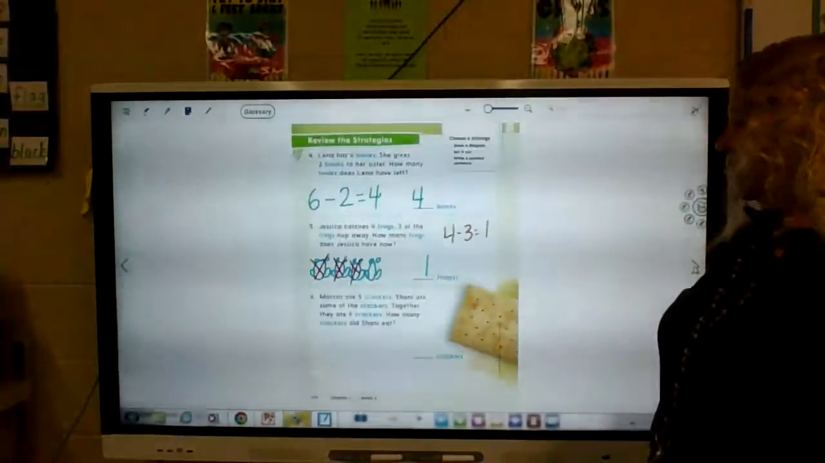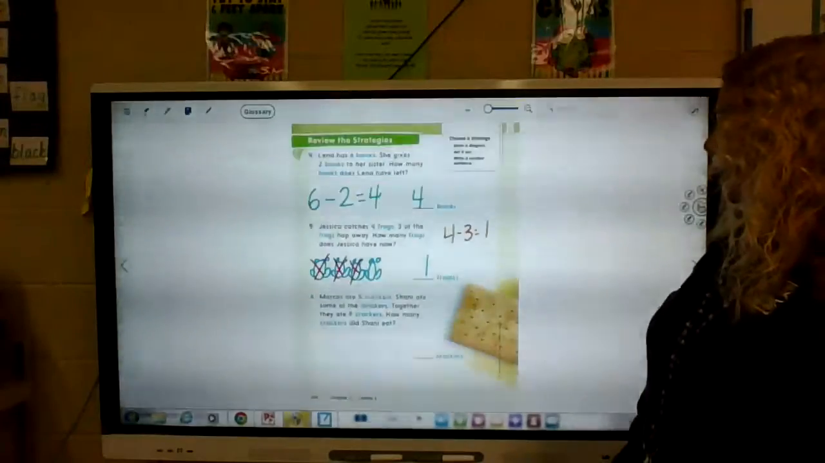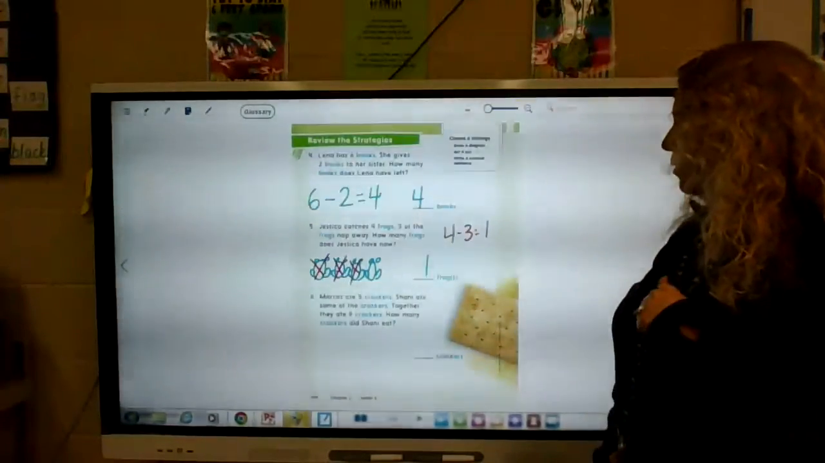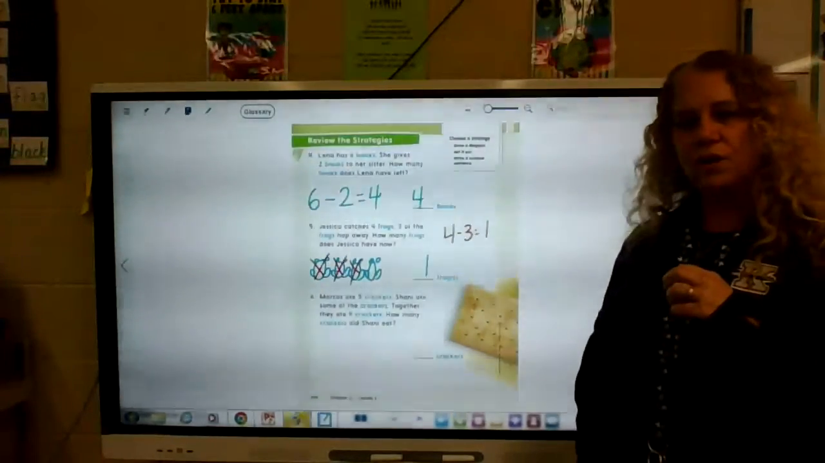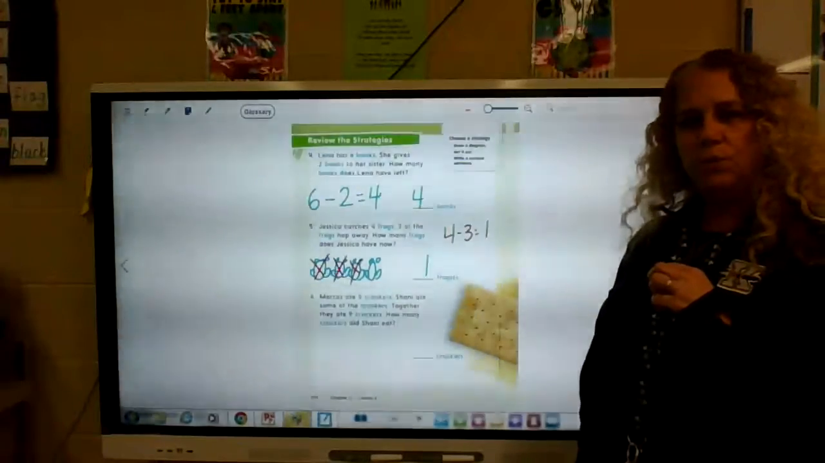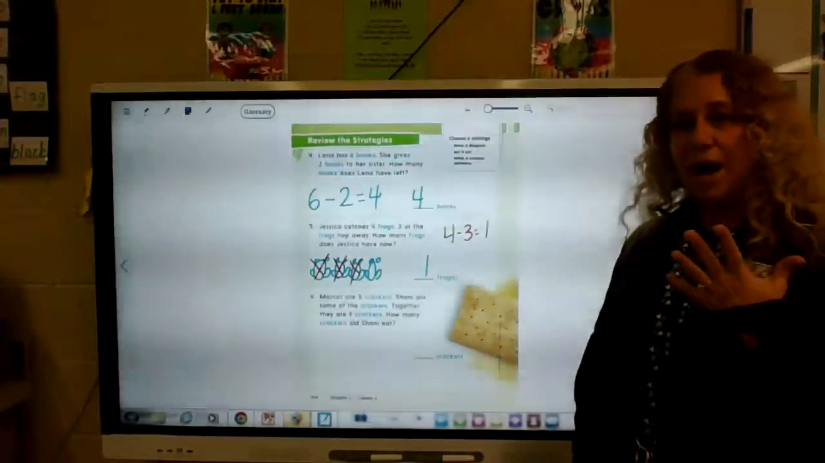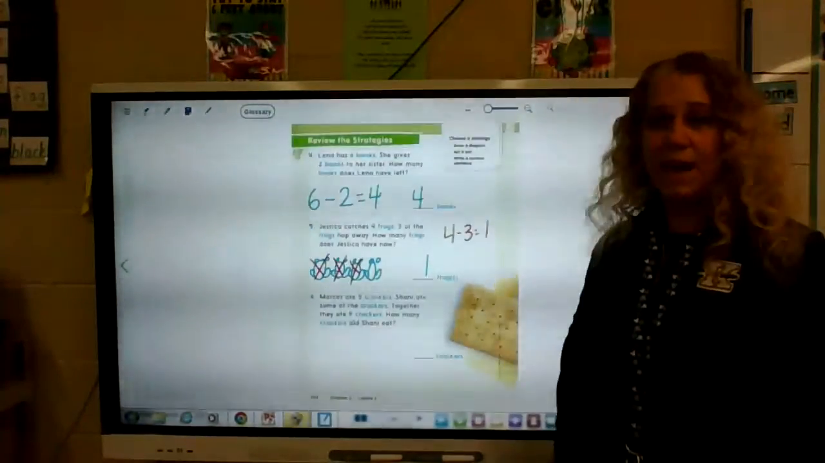And then the last one, Marcos ate 5 crackers. Shawnee ate some of the crackers. Together they ate 9 crackers. How many crackers did Shawnee eat? Ooh, that one is going to be a hard one. So we know Marcos ate 5. We don't know how many Shawnee ate. We have to find that out.